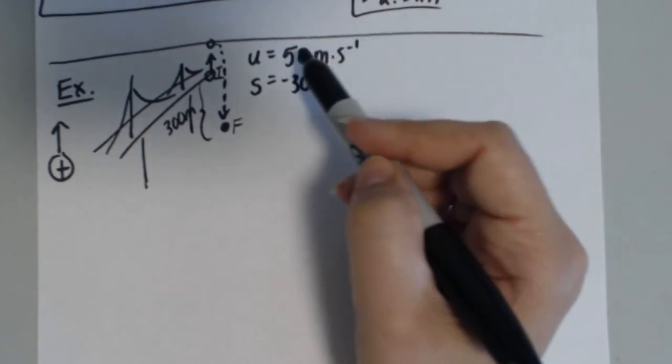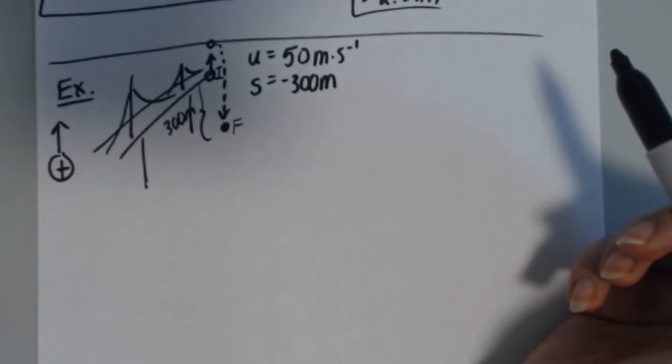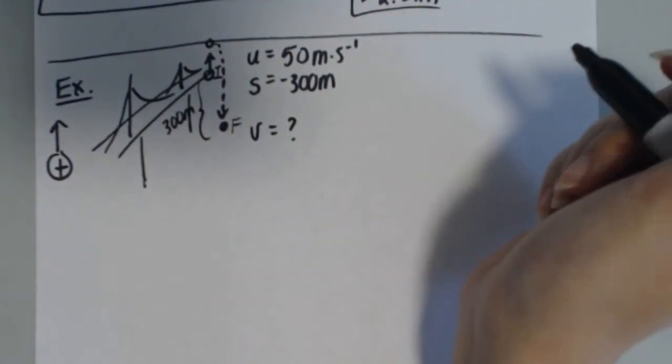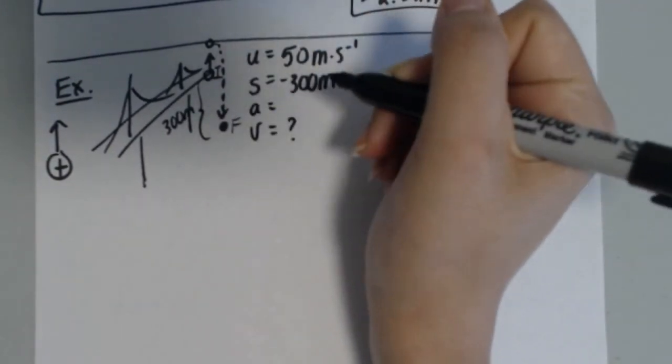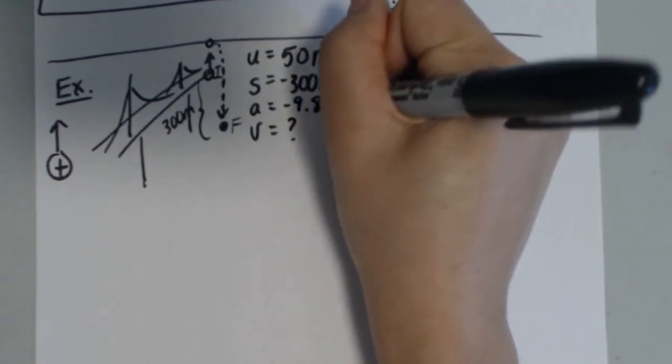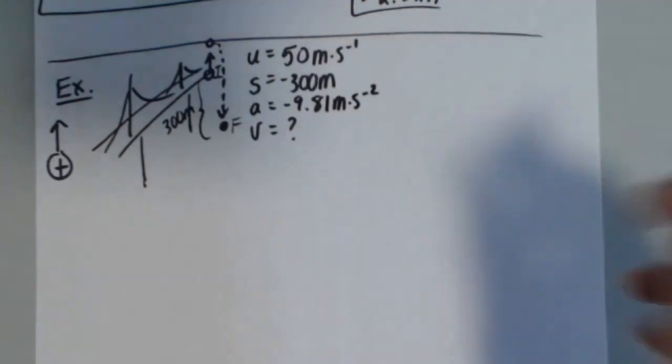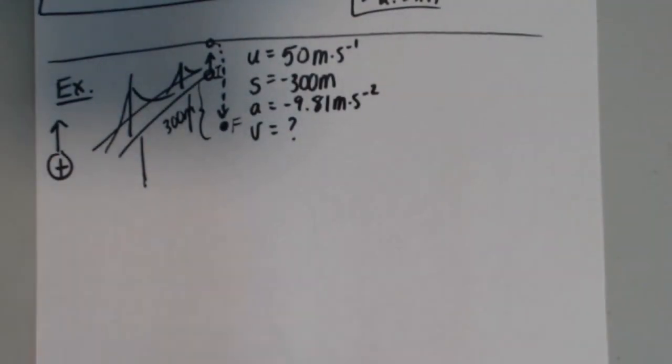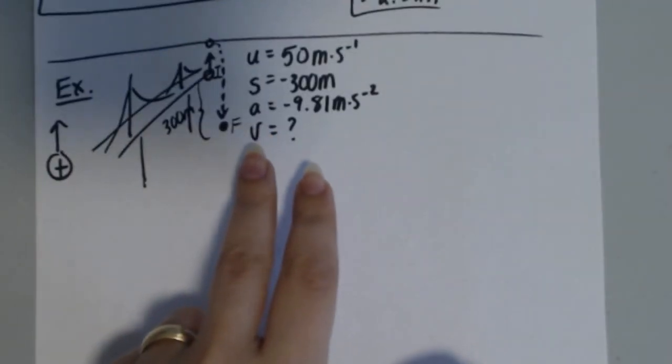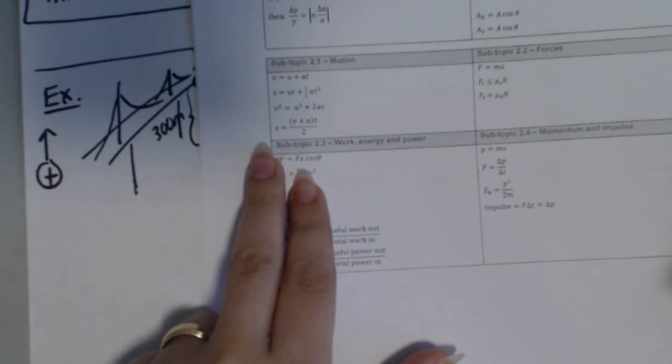Okay, so U is positive 50, S is minus 300 meters, and we want to know how fast it hits the ground, V. Again, I've left a space there because we have another piece of information. This ball is moving only under the influence of gravity. So it is moving at minus 9.81 meters per second squared. Personally, I don't keep replacing the A with the G. I just understand that it is acceleration due to gravity, and I replace it with the correct value. So we have A, S, U, and we need V.